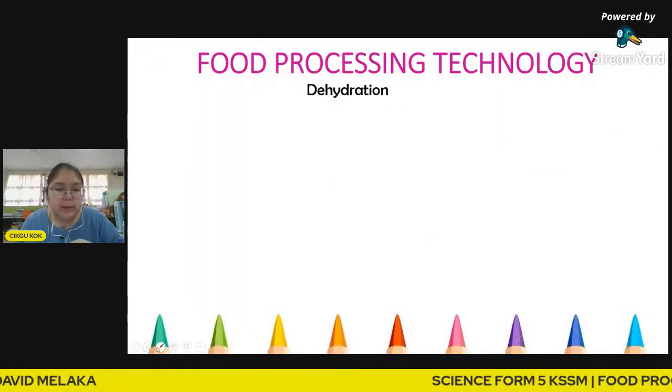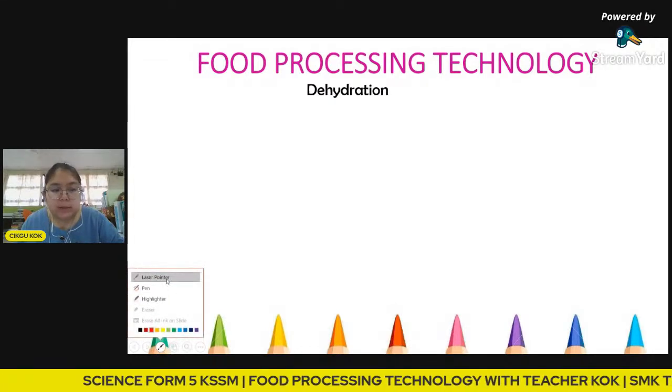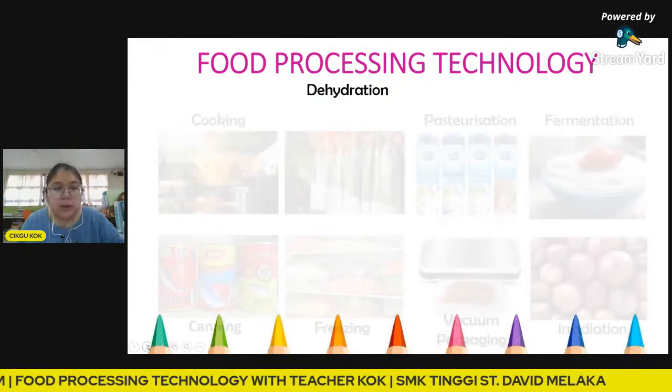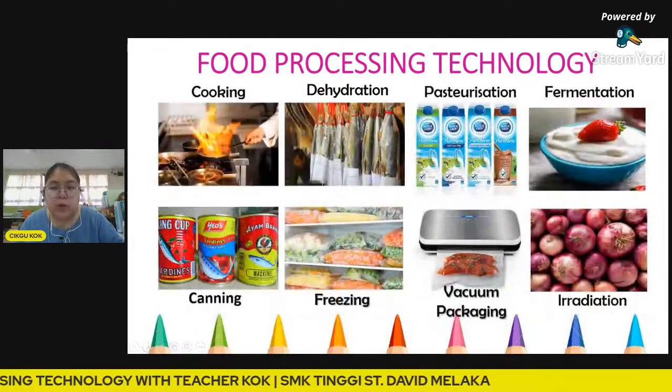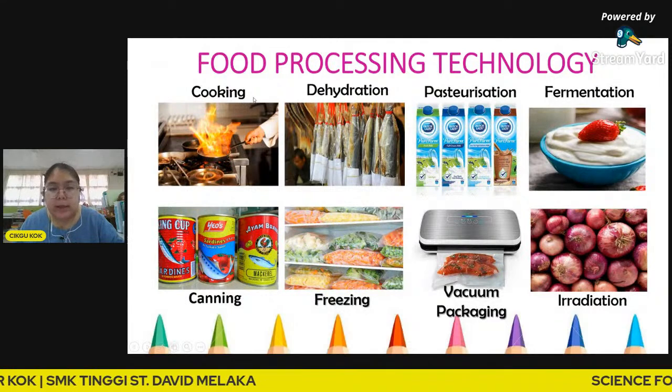Okay, now we can see this part. This part is talking about some of the different processes. We need to know the name and also the method. Let's see what processes we need to know. We've got eight processes. First one is cooking. Cooking, I think everybody knows.